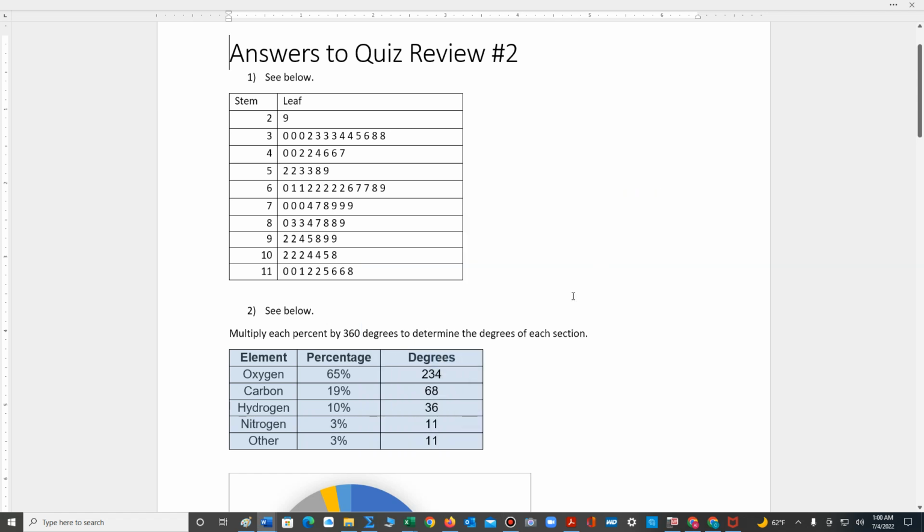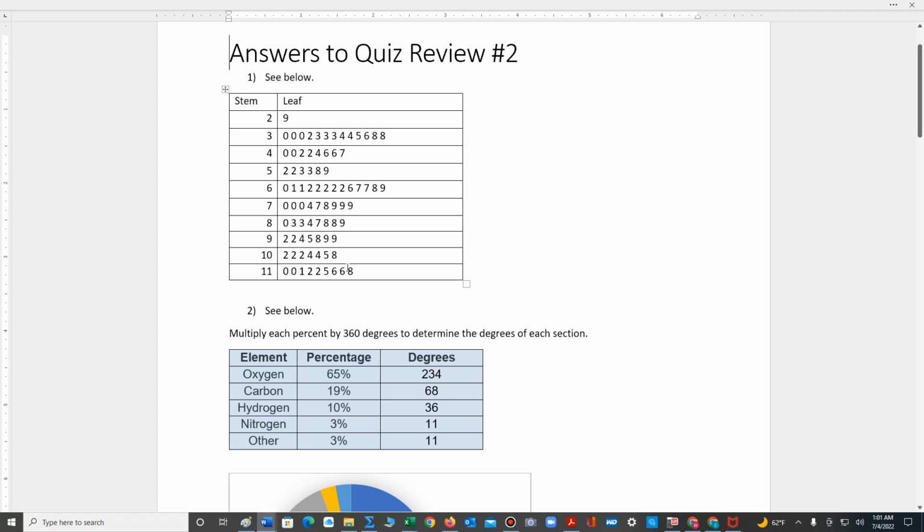Let's review the answers to quiz review number 2. We start with problem 1, which informs us to construct the stem and leaf plot. We always start with the smallest number, 29. We split that number into two pieces. The last digit is the leaf. The first digit is the stem.